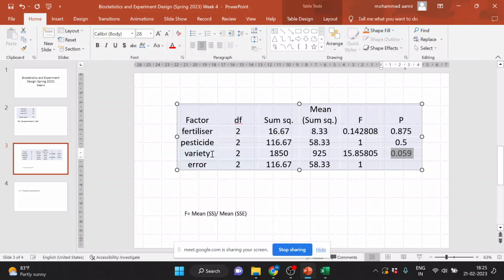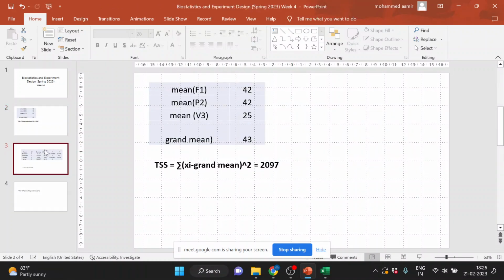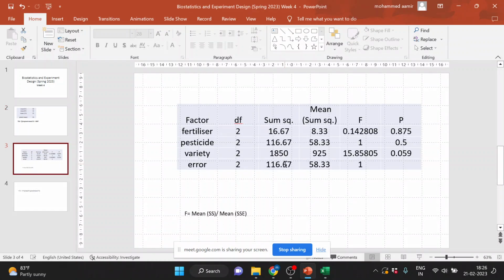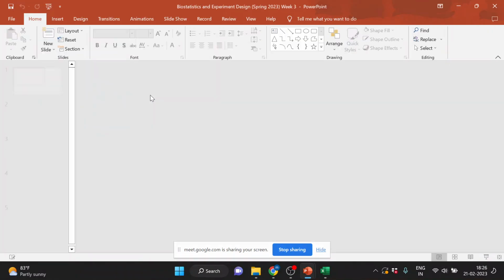Sir, under the sum of squares column, we have error 116.67. How did we calculate that one? You just have to sum up these three values, and you subtract the sum of these three values from your total sum of squares. That is 2097. That will give you the sum of squares error. Remember, we did this in our very previous class. What is sum of squares? It is graphically to show you for each data point. It is this.